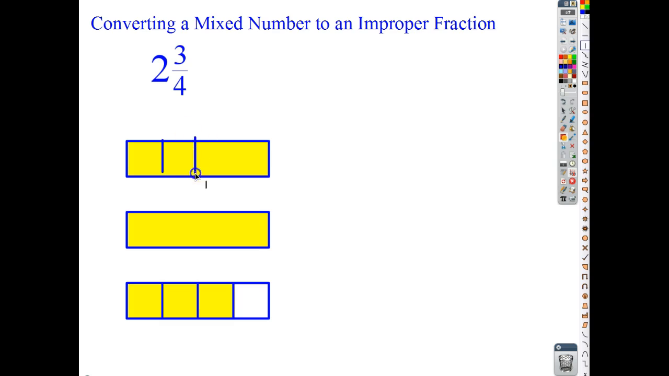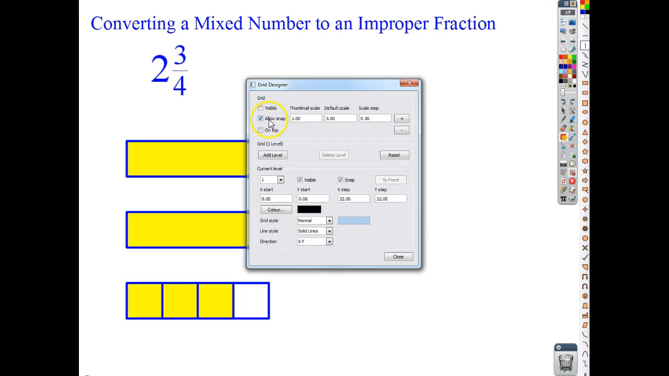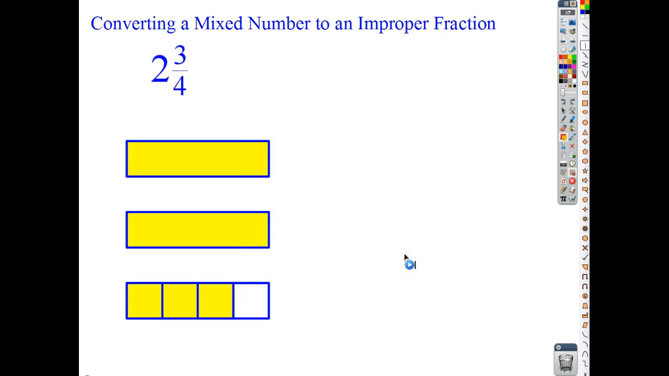Oops, hold on a second. Wait, it's supposed to be working. I don't know why it's not. Anyway, so fourths. Okay, pretty close. Oops. Fourths. Okay, pretty close there.